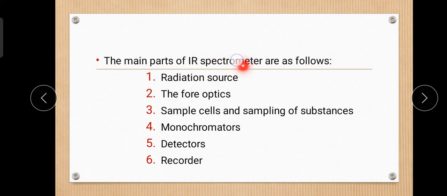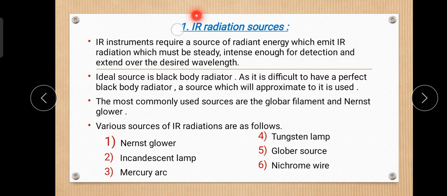So we will see one by one. We start with the first, the IR radiation sources. IR instruments require a source of radiant energy which emits IR radiation, which must be steady, intense enough for detection, and extend over the desired wavelength. That means, as already mentioned, any source of radiation in any spectroscopy must be steady, that is, it emits the radiation in a steady way, and it must be intense enough that we can detect the radiation, and extend over the desired wavelength.